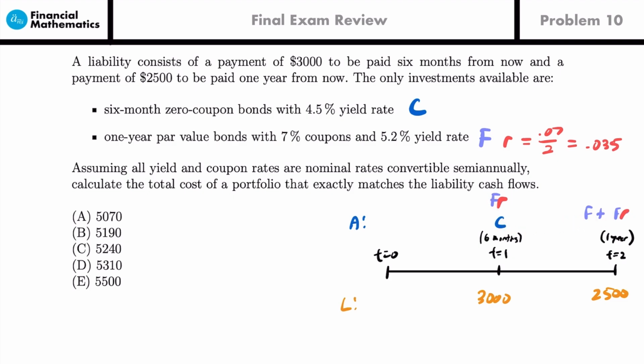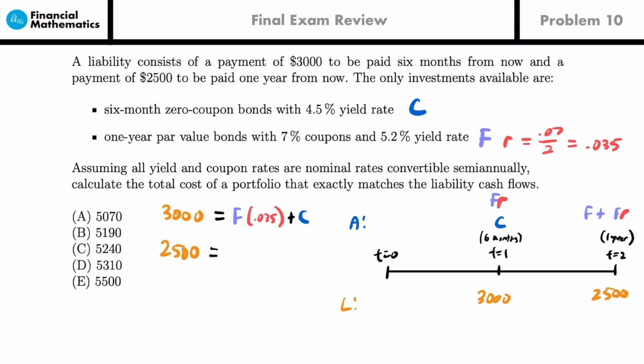All we have to do is take advantage of the fact that the assets and liabilities are being exactly matched, meaning that 3,000 should be equal to the sum of the assets at time 1 and 2,500 should be equal to this asset right here. So let's create those two equations. We'll have 3,000 is equal to F times R, and R is 0.035, plus C, and then we have 2,500 is equal to F plus F times R.